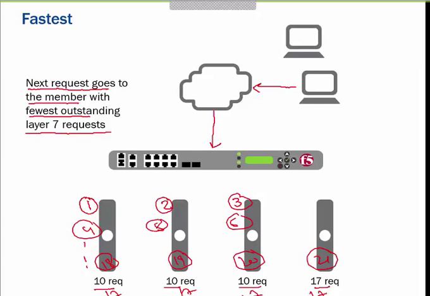So you can write it down. The fastest method distributes new connections to the member or node that currently has the fewest outstanding layer 7 requests. When a connection request is received, the member with the fewest outstanding requests is chosen.